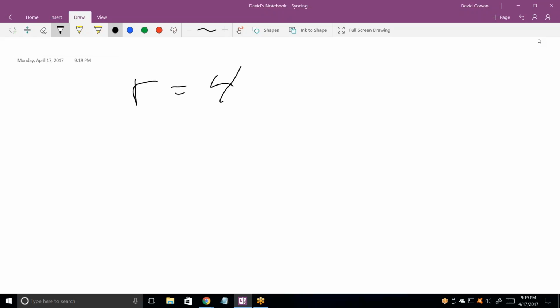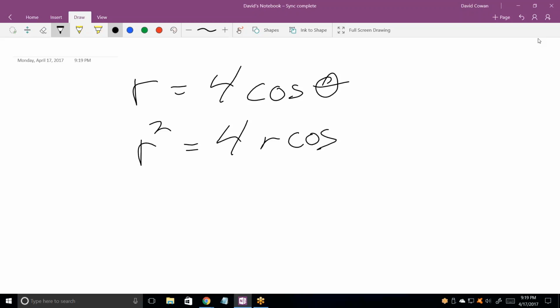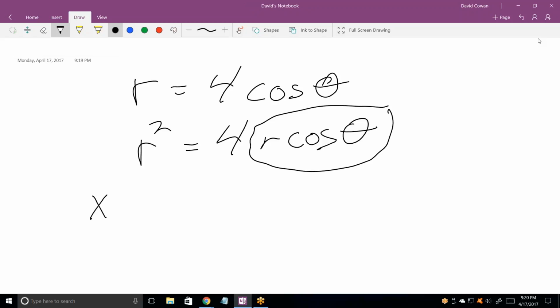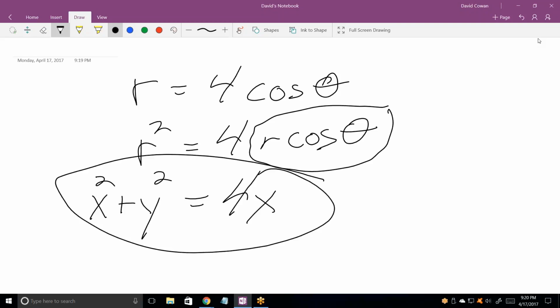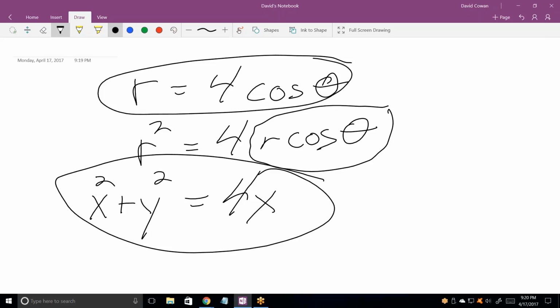Let's take this. r equals 4 cosine of theta. If I want to convert that to an XY equation, it's an interesting solution. I multiply both sides by r. That gives me r squared there, and 4r cosine of theta. Well, r cosine of theta is x, and r squared is x squared plus y squared. So there's your rectangular equation for that polar equation. In other words, the polar equation had r and theta in it, and my rectangular equation doesn't. It has just x and y in it.